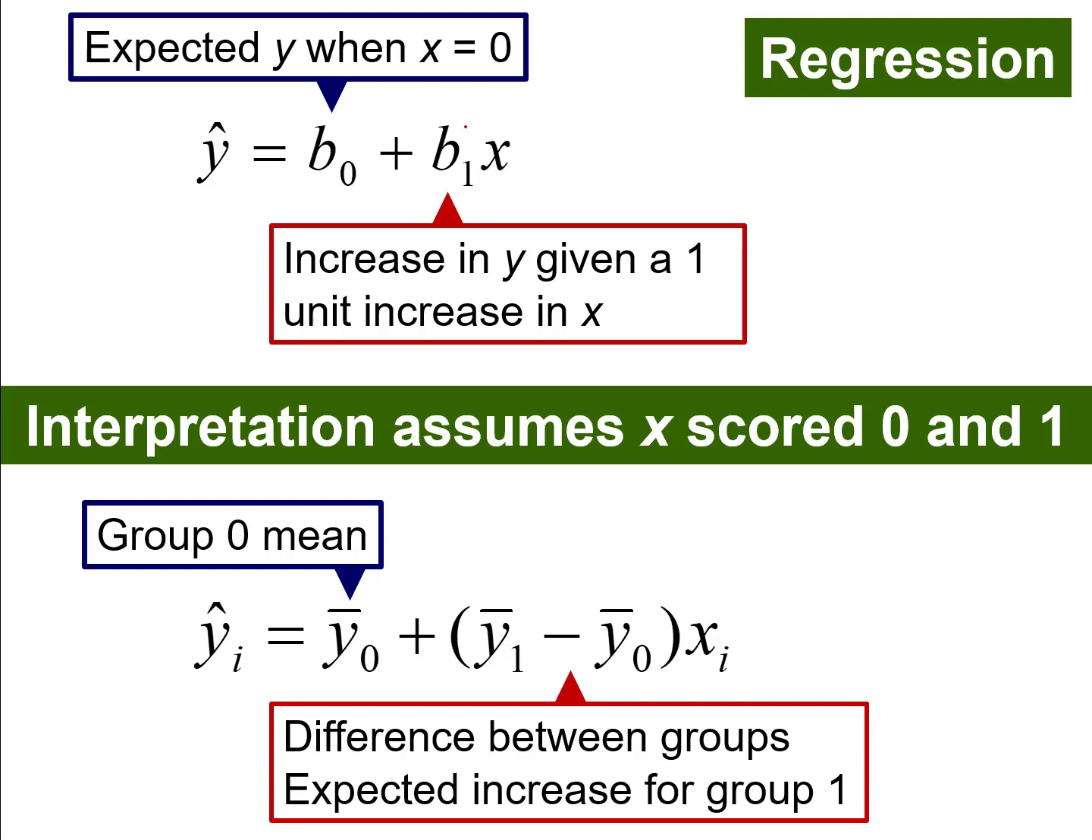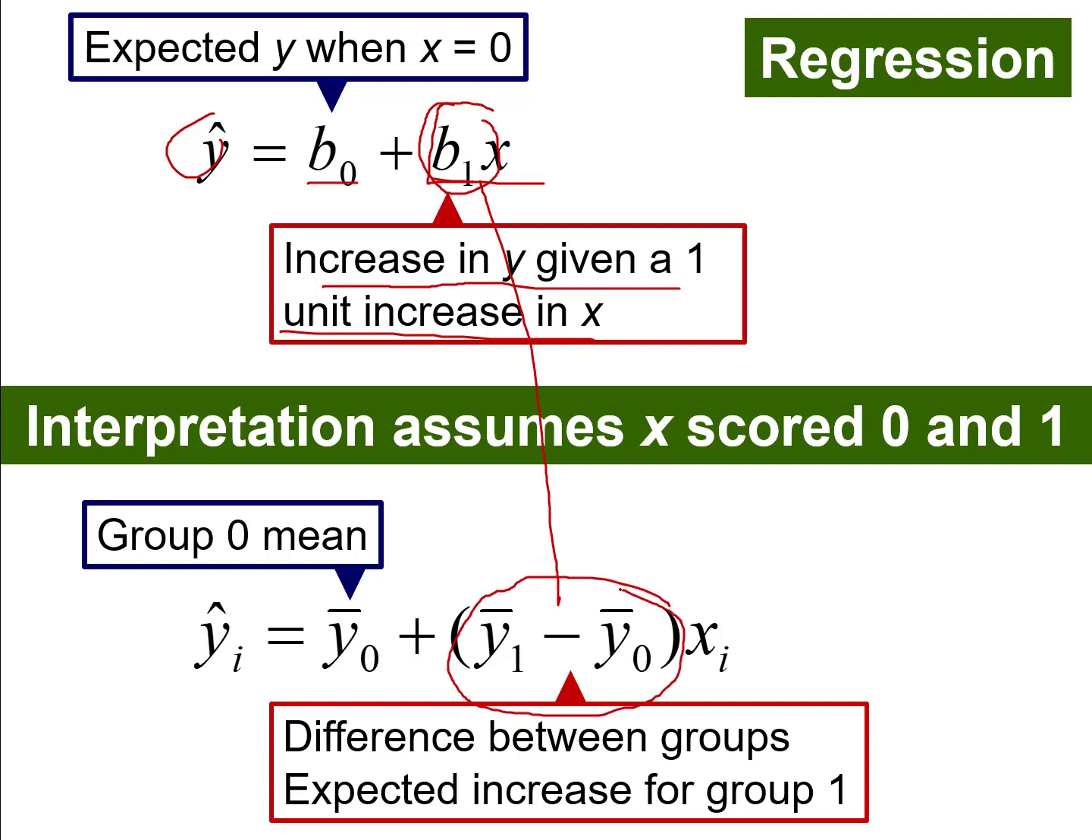Then in our regression equation, we have our y hat is equal to our intercept plus our slope times x, and our slope is the expected increase in y given a 1 unit increase in x. So if we recall from our unit on regression, that's how we defined a slope, the expected increase in y given a 1 unit increase in x. And that is the exact same thing as what we have down here in the bottom equation.